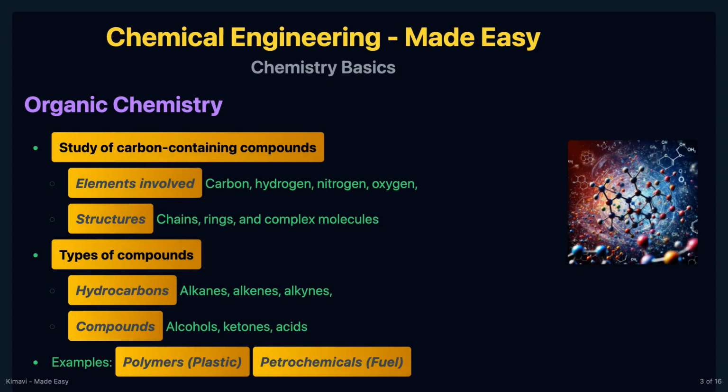Organic chemistry is the study of carbon-containing compounds and their properties. These compounds include not only hydrocarbons, but also compounds with a variety of other elements, including hydrogen, nitrogen, oxygen, halogens, phosphorus, silicon, and sulfur.